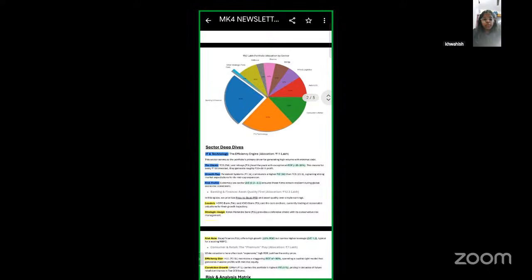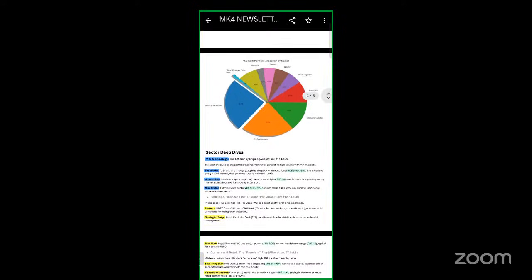Growth play: Persistent Systems, 1.5 lakhs, commands a higher PE of 30 versus TCS at 23.6, signaling strong market expectations for its mid-cap expansion. Risk profile: extremely low. Sector DE of 0.3 to 0.5 ensures these firms remain resilient during global economic slowdowns. Let me hand over to Aro now.